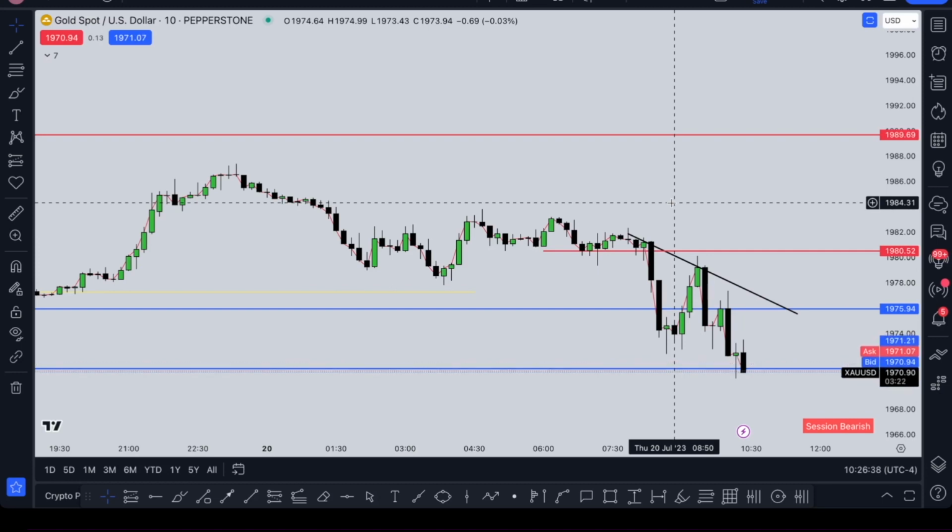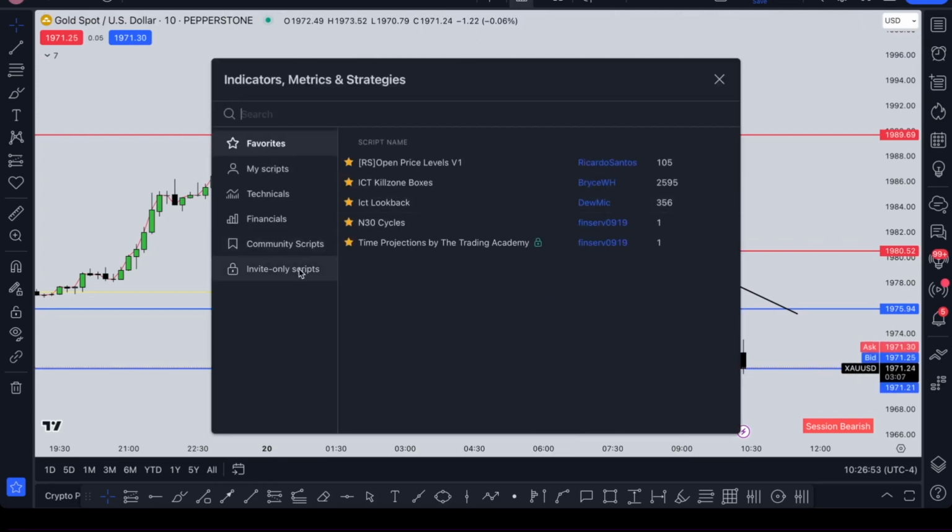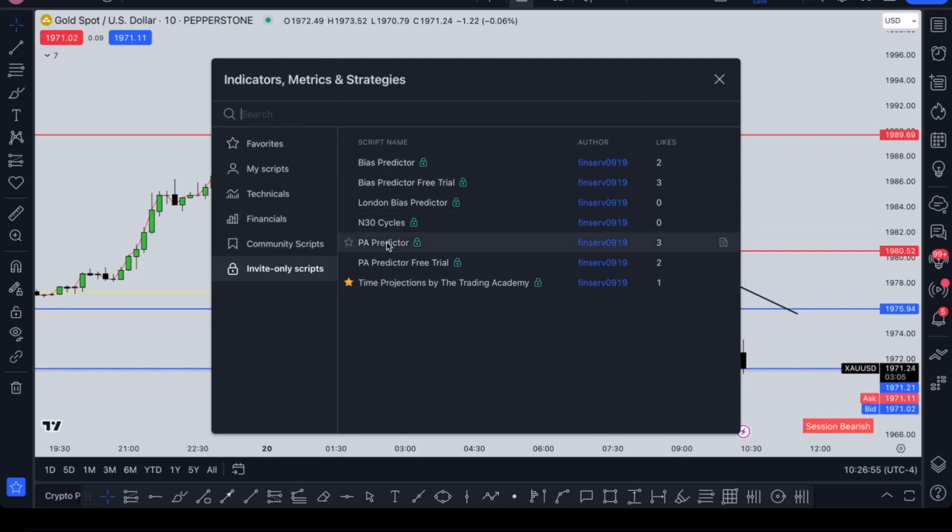So the first step into using the bias predictor is, number one, buy the service or join the mentorship. And then once you get access to it, you're going to go here, indicators, invite only, and you are going to get your bias predictor here. This is the bias predictor that you're going to use. At the same time, we have the price action predictor, but that's for another video.